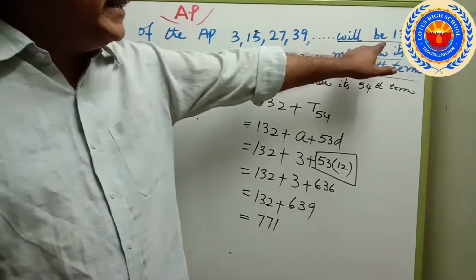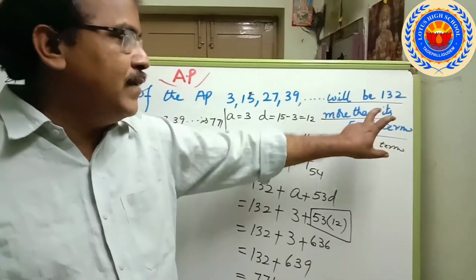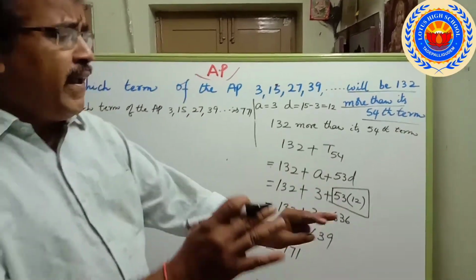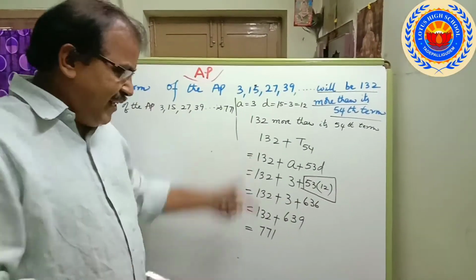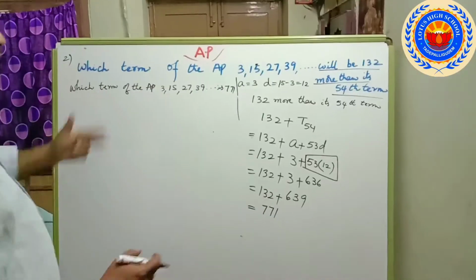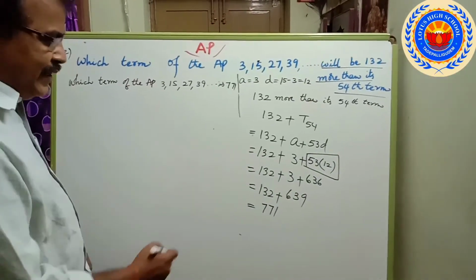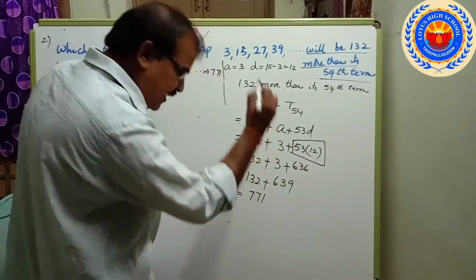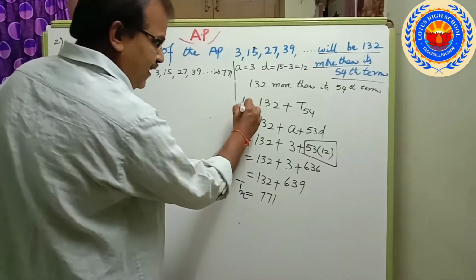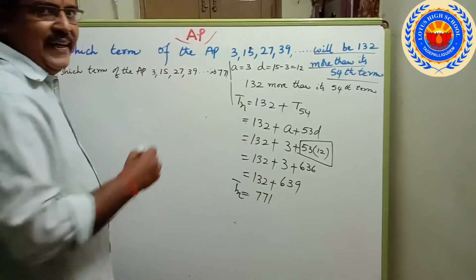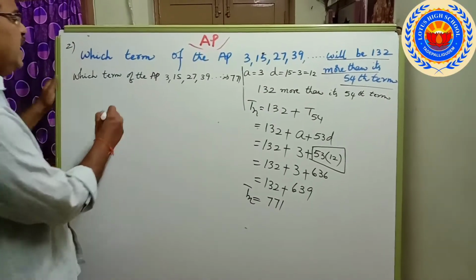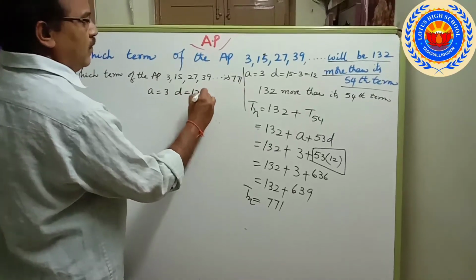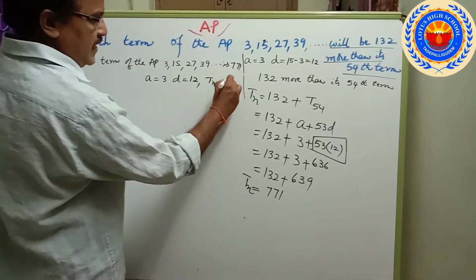I just converted this English statement into a mathematical statement. What is the English statement? 132 more than its 54th term. That is nothing but 771. I just converted it like the previous sum. This 771 is nothing but Tn. So here a is equal to 3, d is equal to 12, Tn is equal to 771.